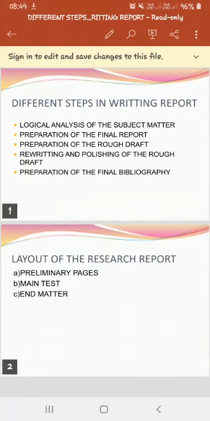My name is Kavya and I am here to discuss a topic based on the different steps in writing a report. The main steps in writing a report are logical analysis of the subject matter, preparation of the final outline, the preparation of the rough draft, rewriting and polishing of the rough draft, and preparation of the final bibliography.